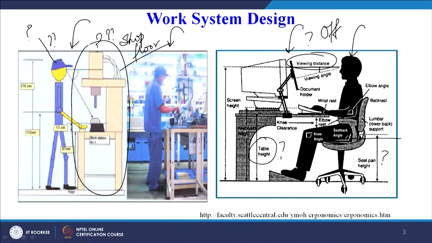One is from a shop floor. This one can be from an office where a person is performing a task on a computer. Now, how to design these work systems? There are different elements of the work system. Then there is an interaction among the various elements of the work system. Now, how this has to be taken into account is an important thing which we will try to learn, which we will try to discuss during this course.